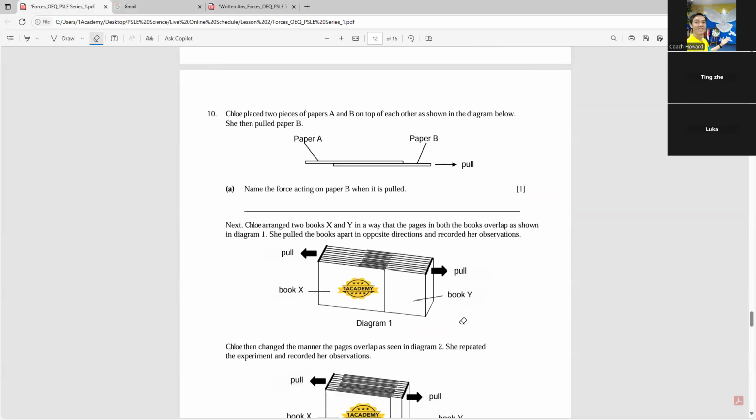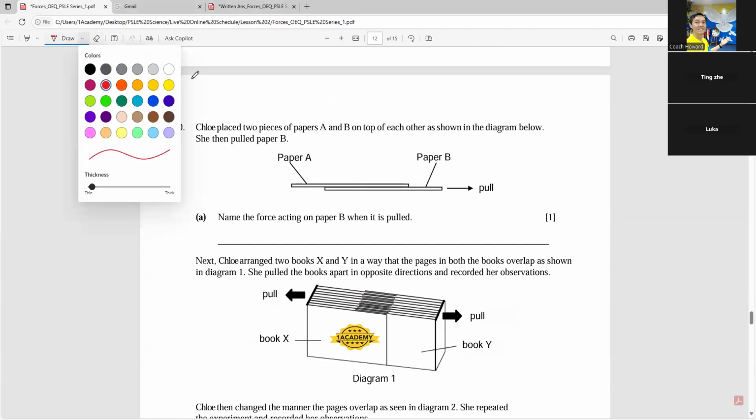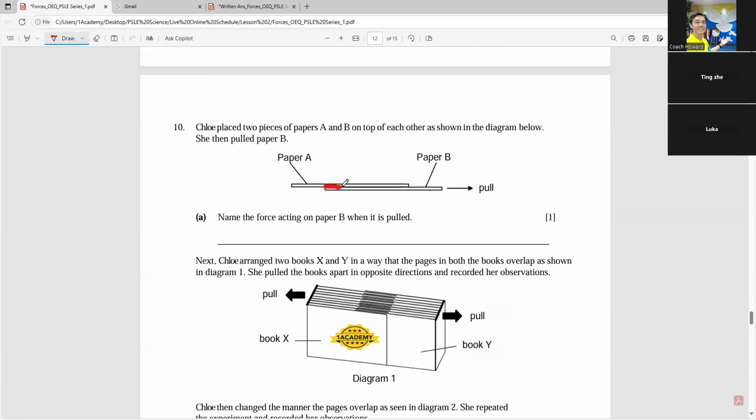Okay, this one is a very interesting question. I hope that you can visualize this. Chloe placed two pieces of paper, A and B. They overlap each other as shown here. It's good to indicate, if you can't see, what you can do is highlight the overlapping part, which is this part. Okay, this part is being overlapped.